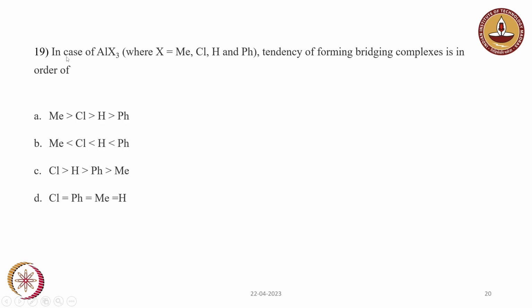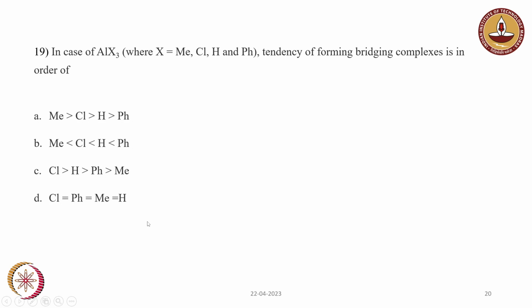The next question is, in case of AlX3, where X is Me, Cl, H and Ph, the tendency of forming bridging complexes is in the order of option A, Me greater than Cl greater than H greater than Ph, option B, Me less than Cl less than H less than Ph, option C, Cl greater than H greater than Ph greater than Me, and option D, Cl equal to Ph equal to Me equal to H.